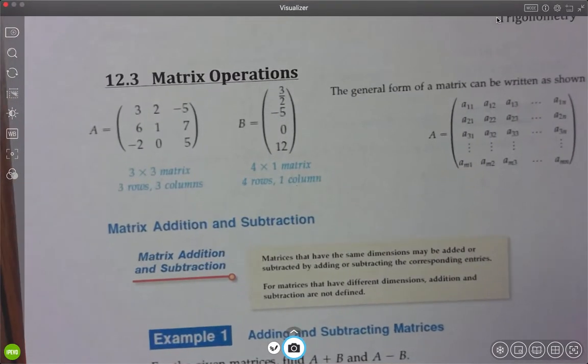Okay, Trig kids, this is section 12.3. This is the last section that we're going to do for matrix operations, or matrices in general. Today and tomorrow we're going to do this video, and then we'll start our final review packet on Wednesday.